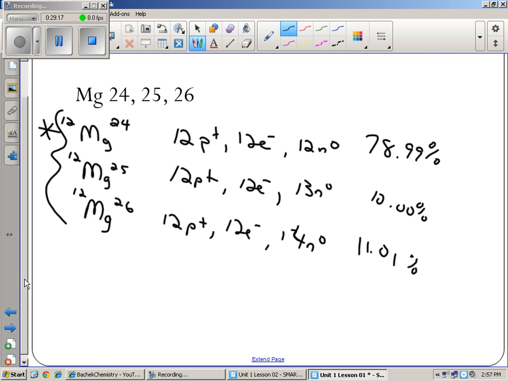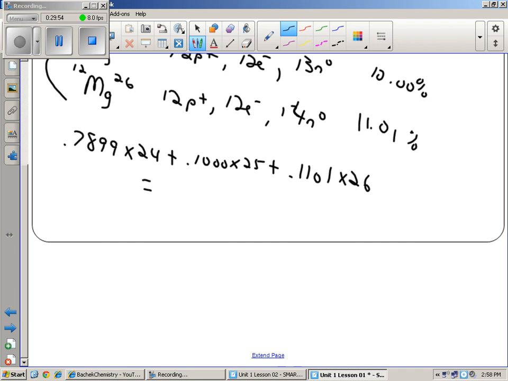Well, they take into account the abundance of each one. So if you did the math on this, if 78.99% looks like 24 and 10% looks like 25, and 11.1% looks like 26, if you do the math on that, do you know what number you get? You could get a calculator and figure that out. What number do you get?